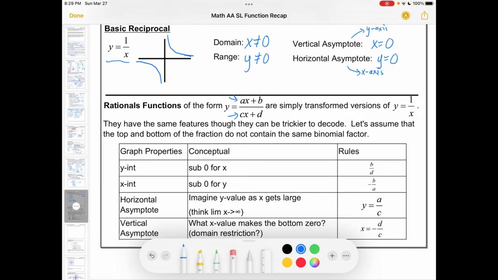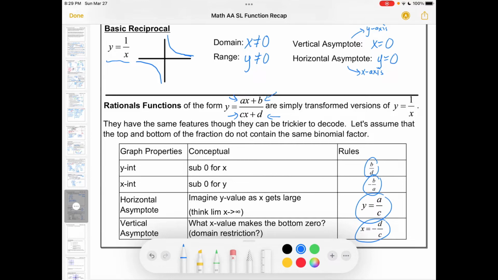So we're going to need to be able to describe what's going on with the axis intercepts and the asymptotes for these rational functions. And there are rules, like these ones over here. If you have something in the form ax plus b over cx plus d, the y-intercept is just b over d. And the x-intercept is negative b over a. And the horizontal asymptote is a over c, and the vertical asymptote is negative d over c. If you want to memorize those, that's great.